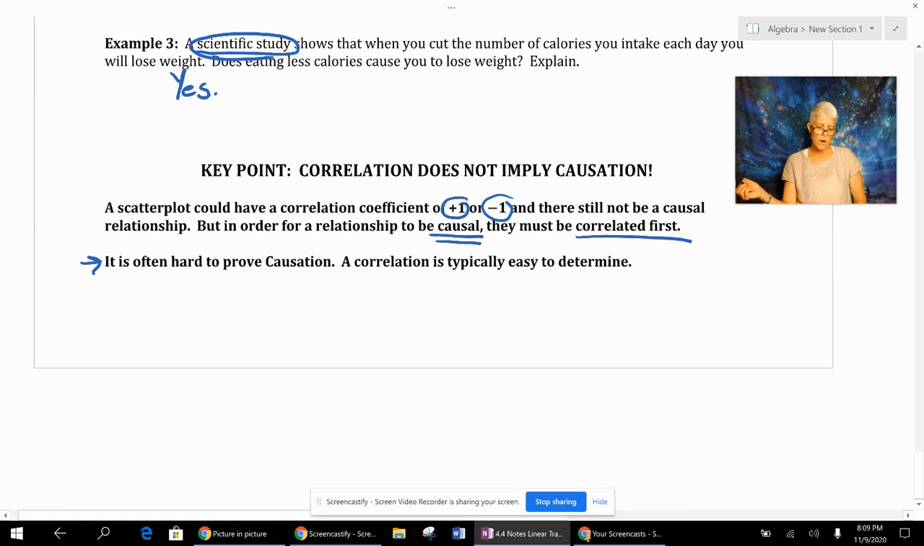Next point. It is often hard to prove causation, while correlation is typically easy to determine. So I have a cute little video for you to watch. It might help you a little bit more with this idea.